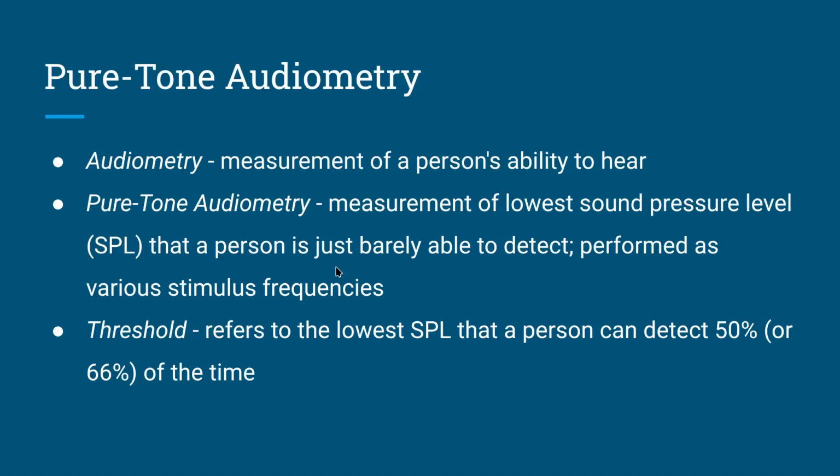Audiometry comes from the Latin audire, to hear, and metria, to measure. Stimulus frequencies that we often are going to test are 250 to 8,000 hertz. Pure tone audiometry does not necessarily represent how a person hears in the real world. Think type of stimulus and intensities used.